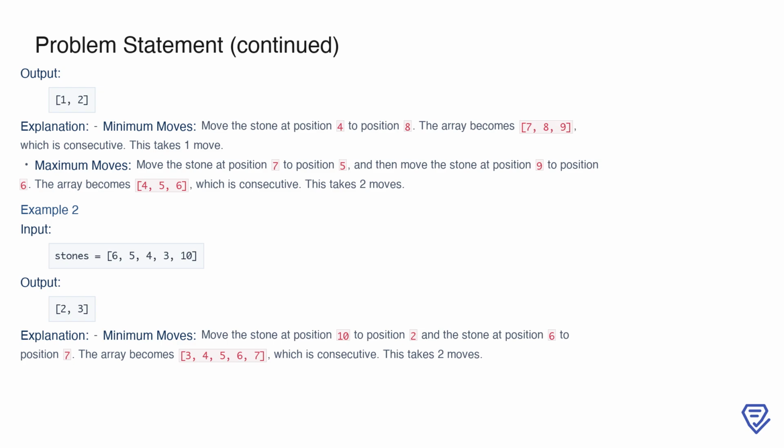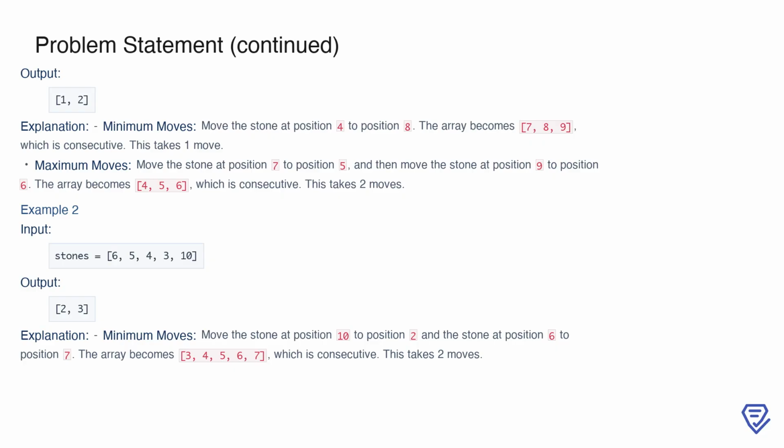For the minimum moves, we can move the stone currently at position 4 to position 8. This makes the array 7, 8, 9, which is now consecutive, requiring only one move. For the maximum moves, we can first move the stone at position 7 to position 5, and then the stone at position 9 to position 6. This transforms the array into 4, 5, 6, which is also consecutive, but this process requires two moves.